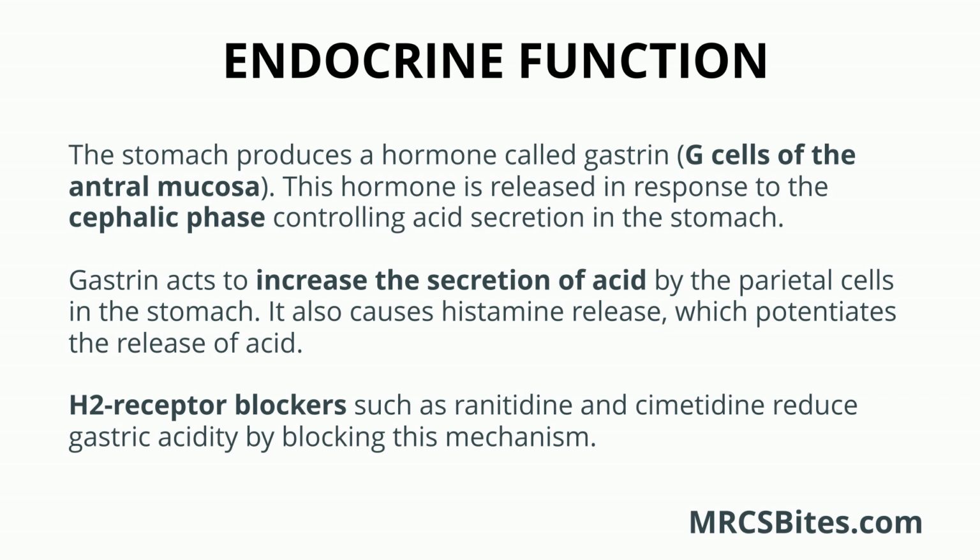Endocrine function. The stomach produces a hormone called gastrin, from the G cells of the antral mucosa. This hormone is released in response to the cephalic phase, controlling acid secretion in the stomach. Gastrin acts to increase the secretion of acid by the parietal cells in the stomach. It also causes histamine release, which potentiates the release of acid. H2 receptor blockers such as ranitidine and cimetidine reduce gastric acidity by blocking this mechanism.